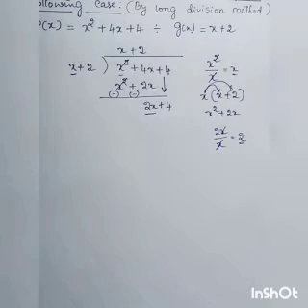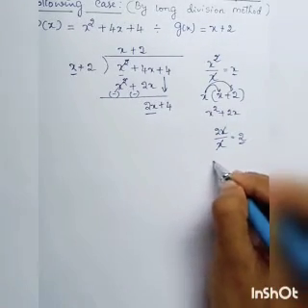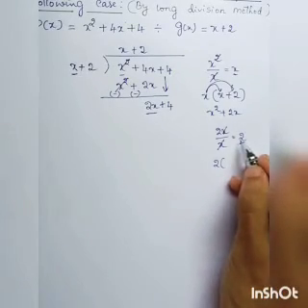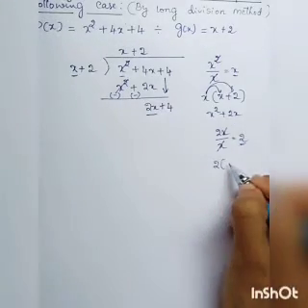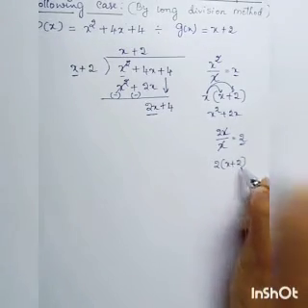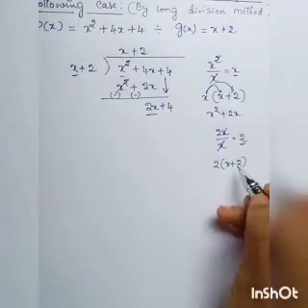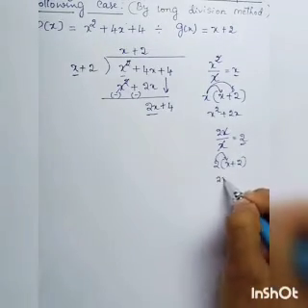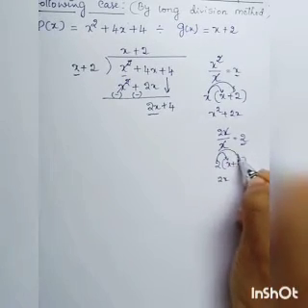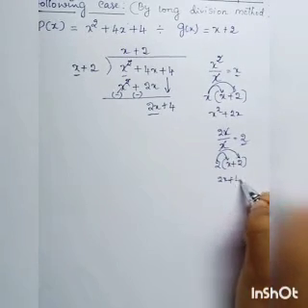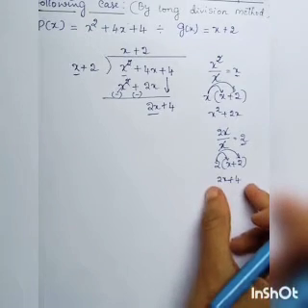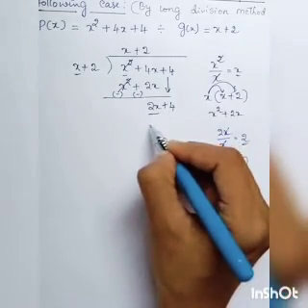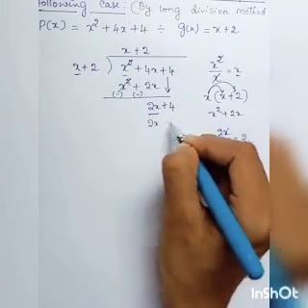So the next step: you have got 2, correct? Whatever answer you get, you have to multiply it with the divisor. The divisor is x plus 2, so we have to remove the bracket. 2 into x is 2x. In the same way, 2 into plus 2 is 4. So what do we get now? 2x plus 4. Where do we write this 2x plus 4? Under the dividend, that is 2x plus 4.